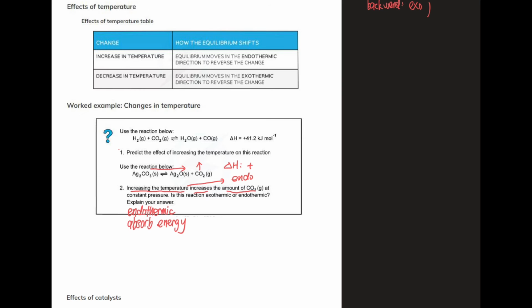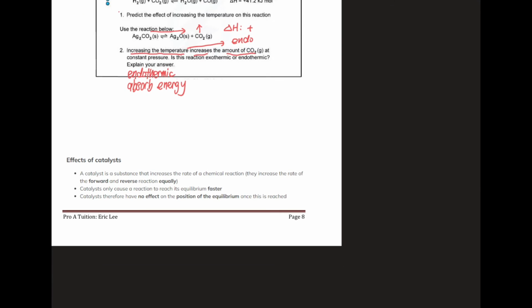So let's move on. The next one, effect of catalyst. Okay, so a catalyst is a substance that increases the rate of a chemical reaction. They increase the rates of the forward and reverse reactions equally. So the statement in bracket is very critical here. It makes the reaction fast, but at the same time, they put one additional note saying that it makes the forward reaction and backward reaction faster at the same rate.